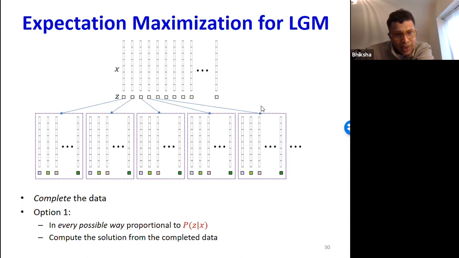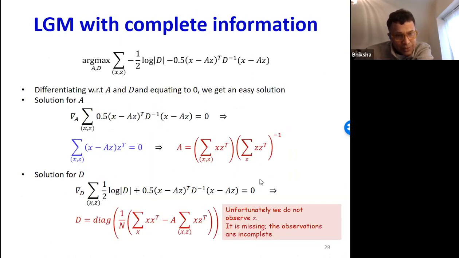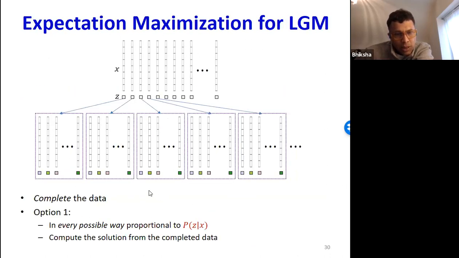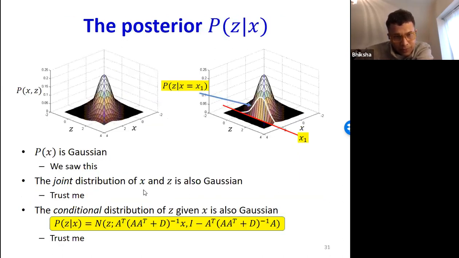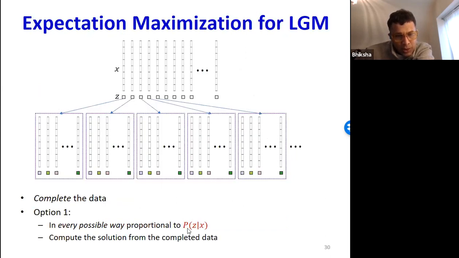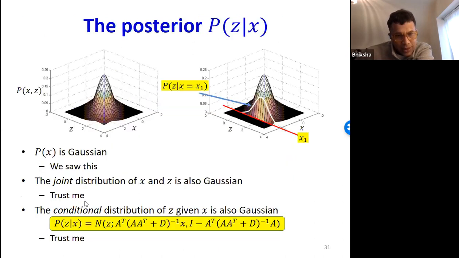And then you can complete, and now that you have z, you have this expanded but complete data set, and then you can just use these formulae to estimate the principal hyperplane and the covariance of the noise. And for this, of course, you need to know the posterior probability of z given x, because this is the probability distribution according to which you're completing all of the missing values, right? You're completing the vectors by filling in the missing values.